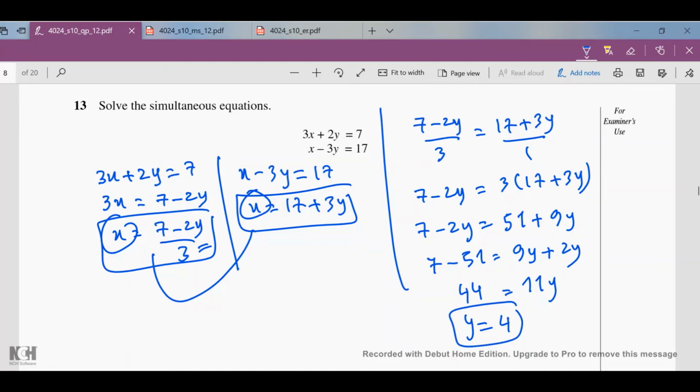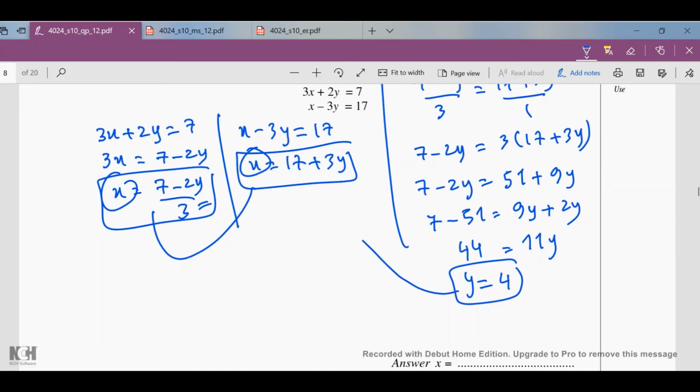Okay, when you know the value of y, now you can put this value here to find the value of x. 17 plus 3 times 4, and x is equals to 17 plus 12, and x is becoming 29, and you can get the answer.